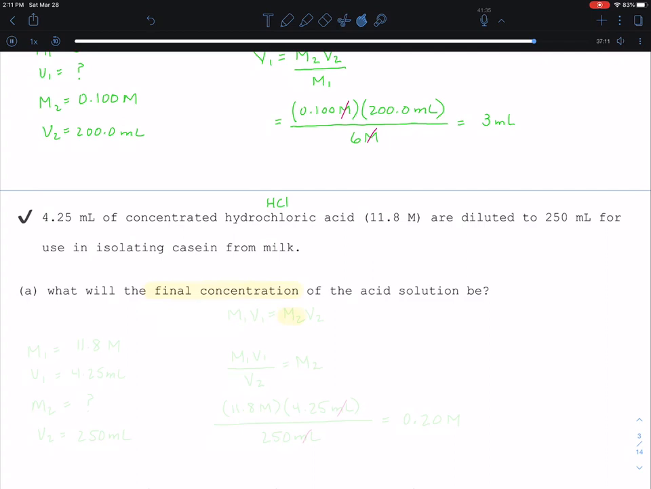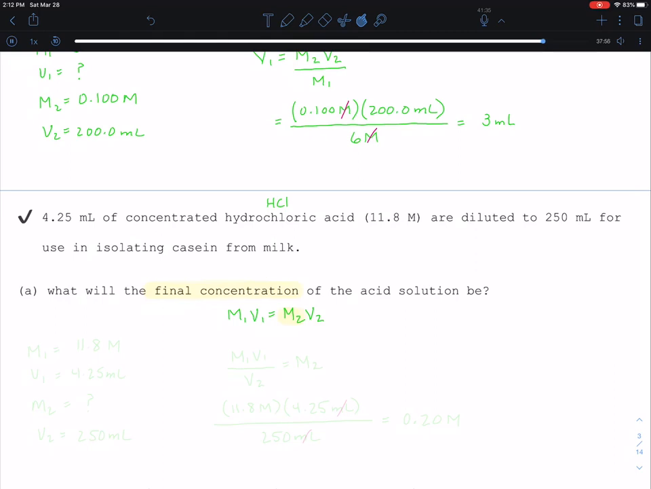So first I want to identify what I know. I know that I'm going to do a dilution. And so I'm going to write down my dilution equation. M1 V1 is equal to M2 V2. What does that mean? It means that the initial concentration times the initial volume is going to be equal to the final concentration times the final volume, because the number of moles initially is going to equal the number of moles at the final step, right? And so those are both equal to each other. So the concentration times the volume initially has to be equal to the final concentration times its final volume.